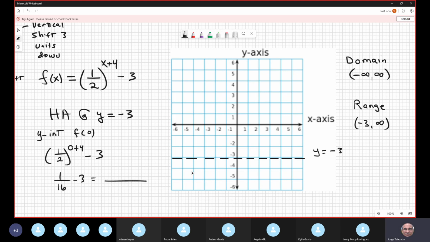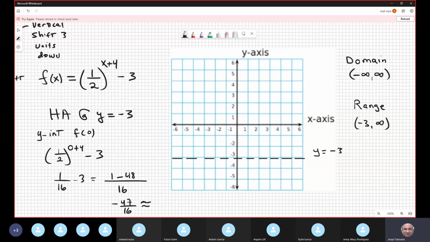Basically, the least common denominator is 16. We have 1 minus 48, since 16 times 3 is obviously 48. And 1 minus 48 is negative 47. It's negative 47 over 16.